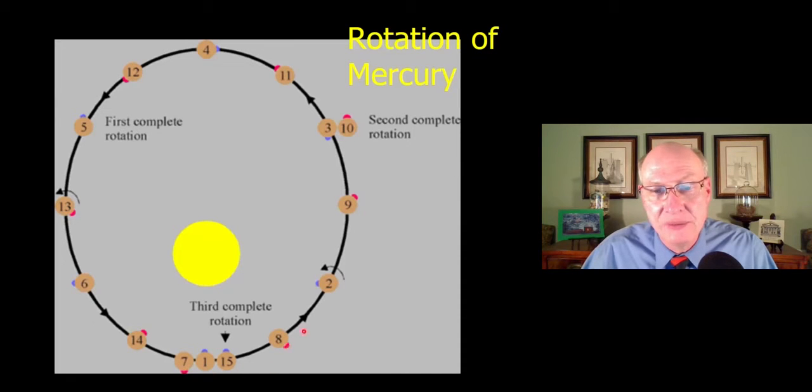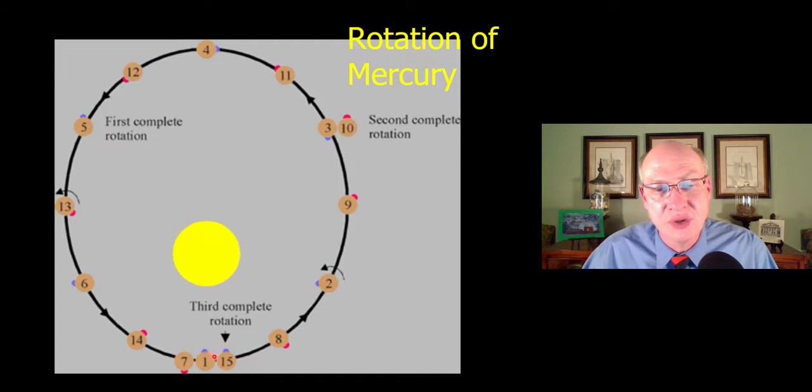So now it's here, it's there, it's there, it's there, it's there, it's there, and now it's back. And this was just 15 arbitrary steps there to show you that it's back. So after Mercury goes around once, twice, the planet actually completes 3 full rotations.